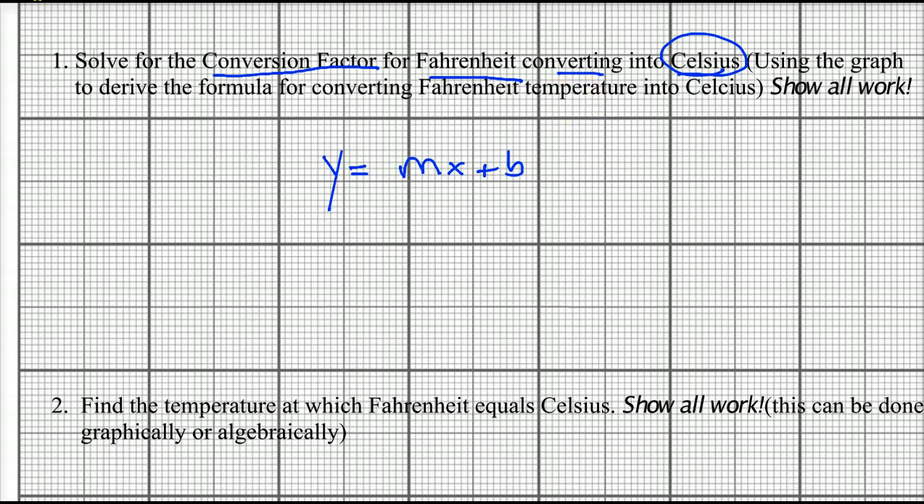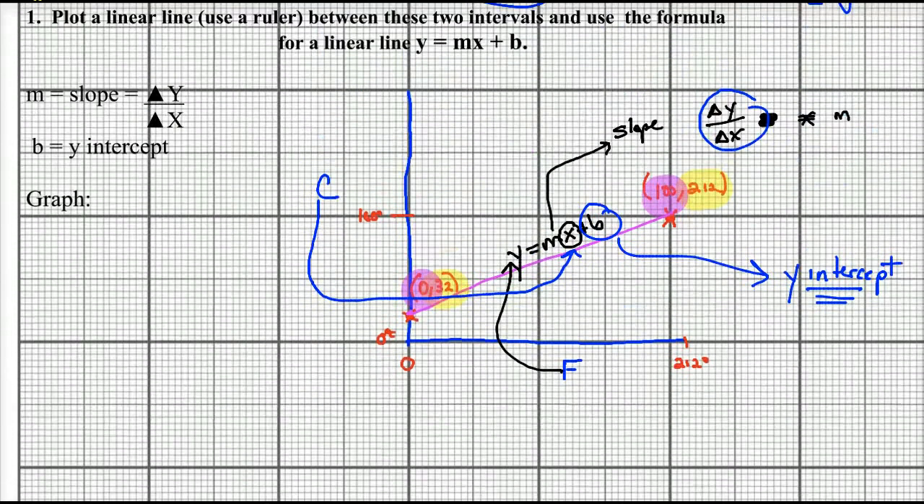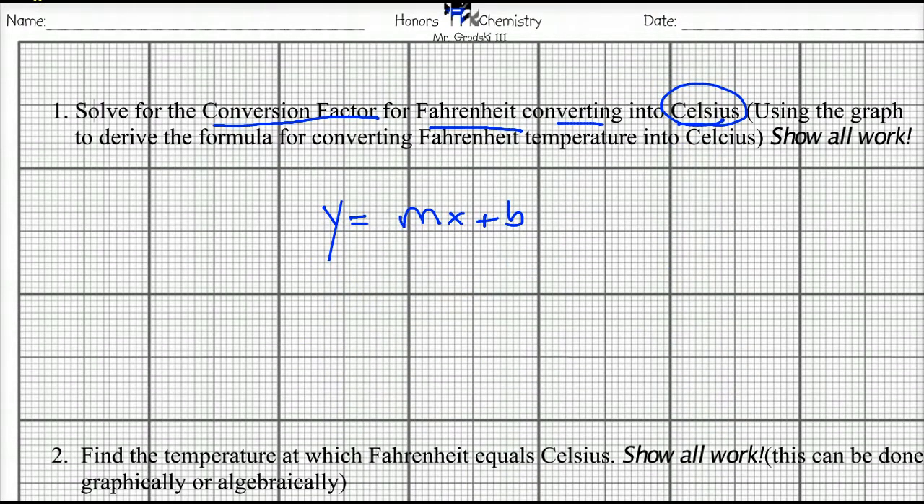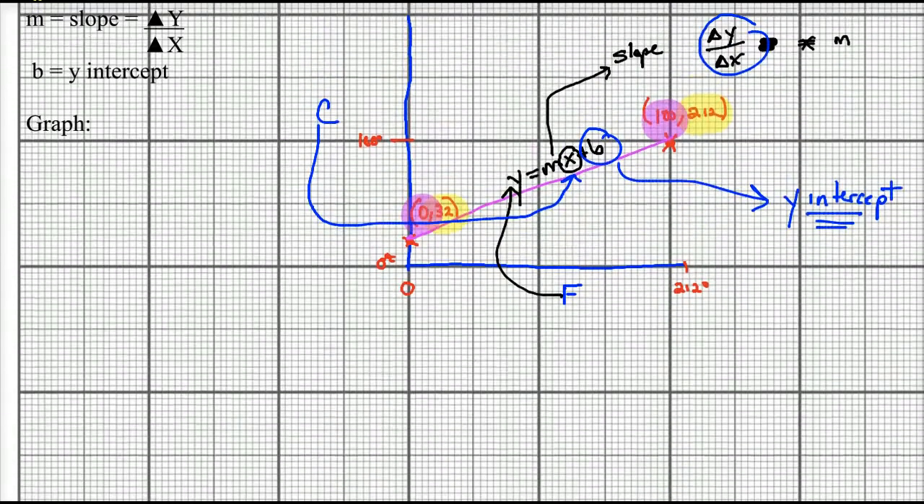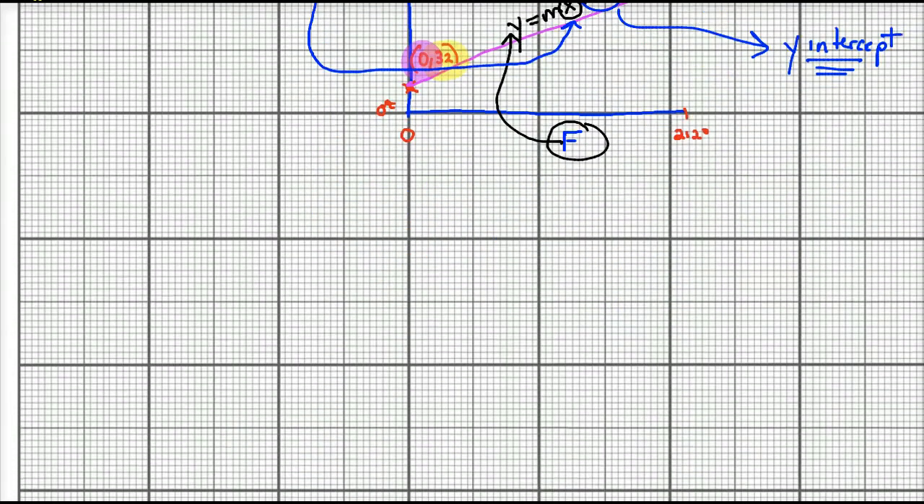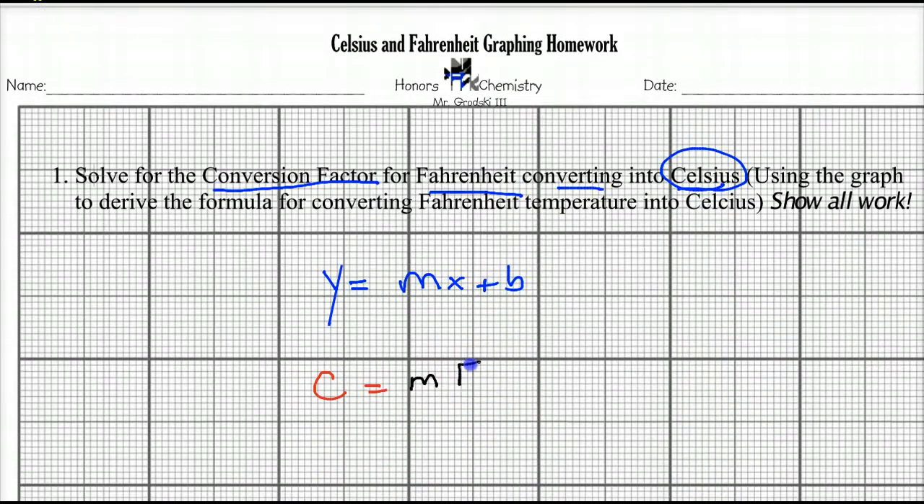Our y-axis, if you remember, is our Celsius. So we're going to take our c, and it's equal to the slope, which we're going to calculate. And then, of course, our x, what's our x? Our x on our graph is our Fahrenheit. And our y-intercept from there. So pretty simple stuff to build the formula. Celsius is what we're solving for, and using a Fahrenheit temperature, we should be able to come up with a formula based off the graph.